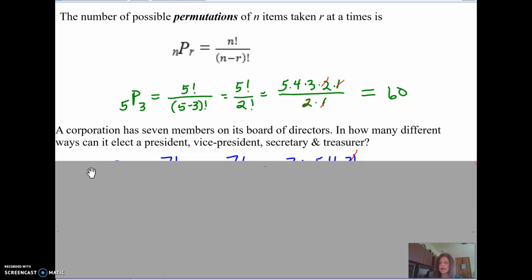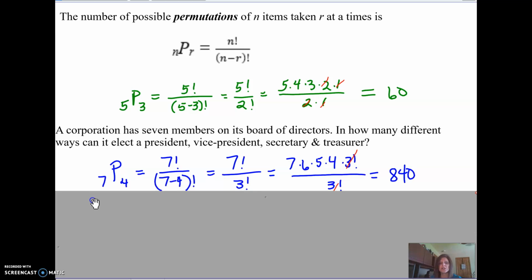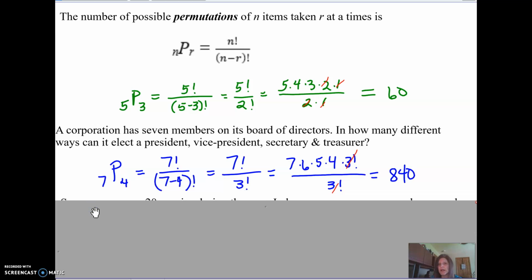A corporation has 7 members on its board of directors. We want to know in how many different ways can it elect a president, a vice president, a secretary, and a treasurer. Well, obviously there's no repeats because you're not going to hold, in most cases, 2 offices at the same time. So there's no repeats. And further, it does matter, which I can choose the same 4 people, but put them in different positions. So the order does matter here. So we are talking about the permutation of 7 things taken 4 at a time.